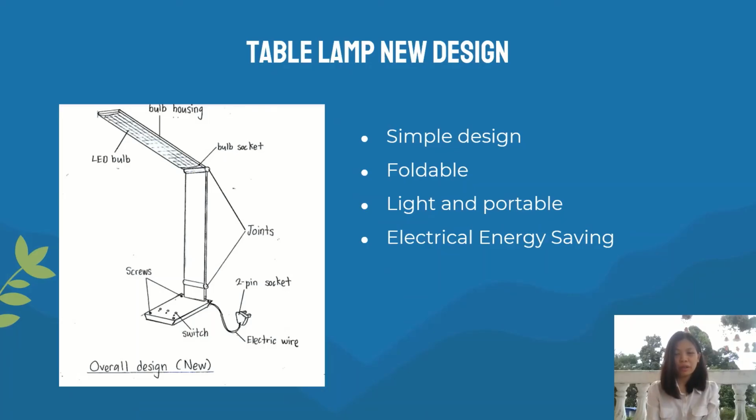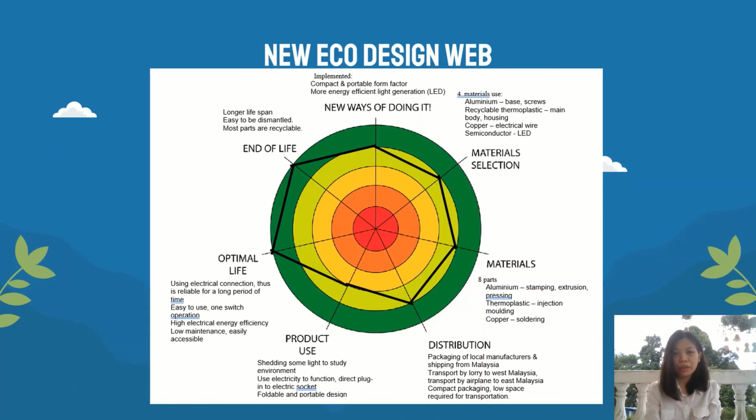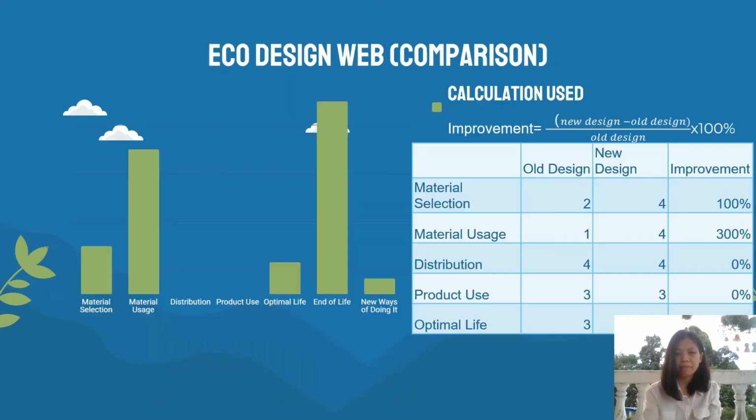And for now, I want to explain regarding our new design, which is a simple design, foldable, light and portable, and also has electrical energy savings. For our new EcoWeb design, we have 7 perspectives, and I will explain briefly in the next slide. By using the calculation given, we can see that the distribution and product use remain the same, while the others are increasing.